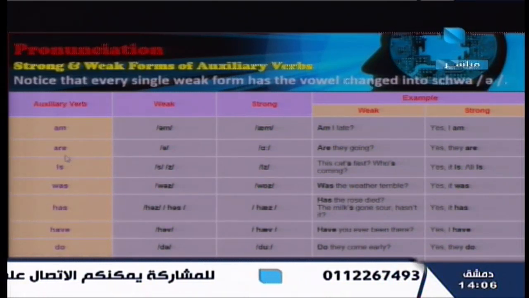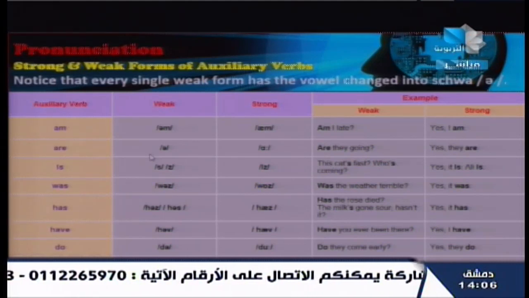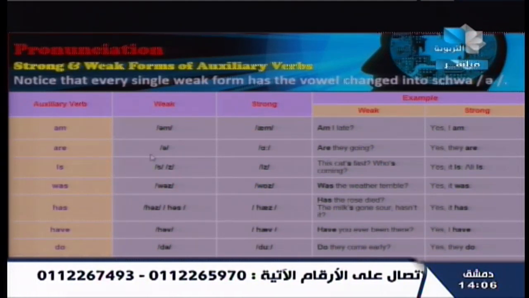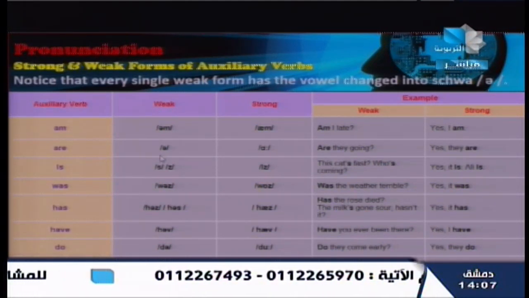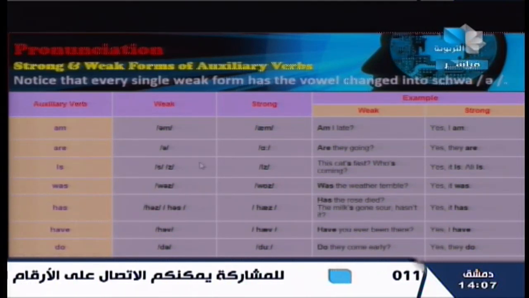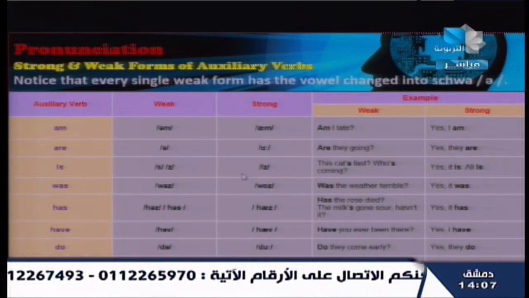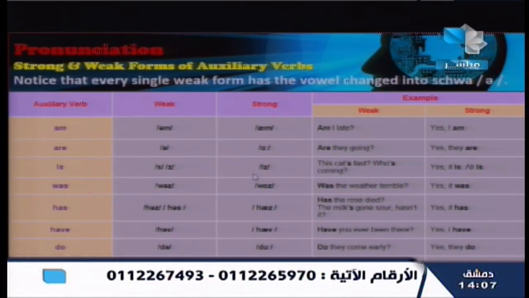Another example is are. Also it can be weak or strong. Are they going? So, are they going? The answer? Yes, they are. We use the strong form. The verb is. It has two pronunciations, either weak or strong, of course.